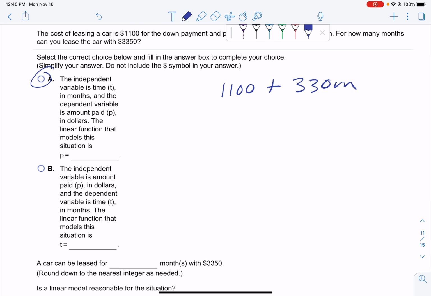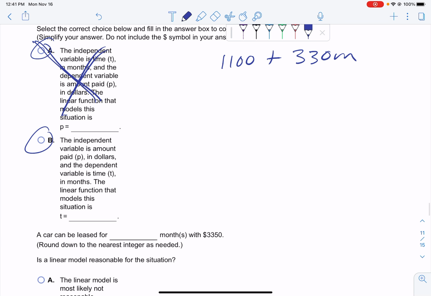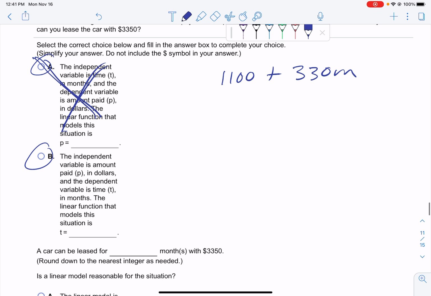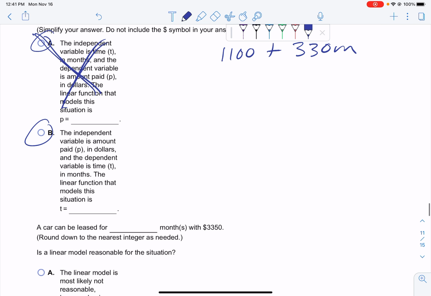The independent variable is the amount paid, and the dependent variable is the months. Yes. Did I read the other one backwards? Oh, I did read that one backwards. See, I did that twice now. Read these carefully. The independent is the amount that you're paying, and the length that you can drive the car depends on how much you pay, right?